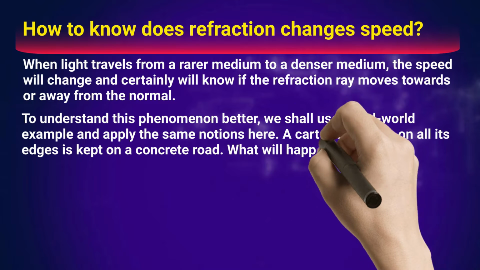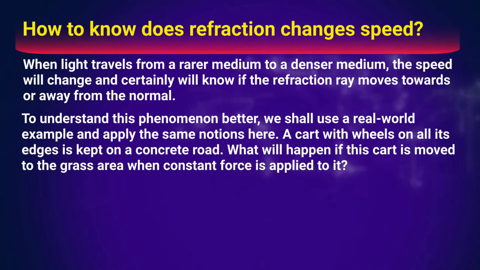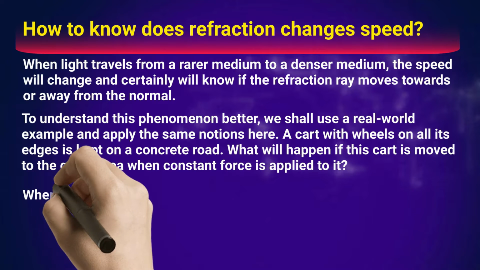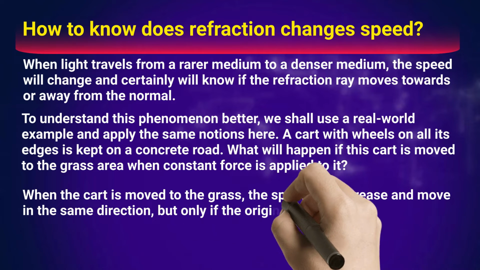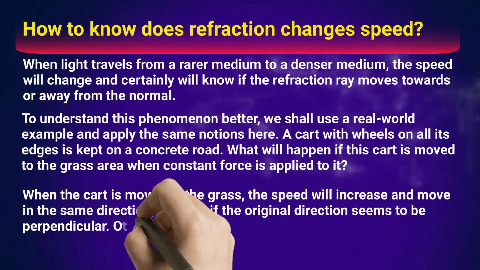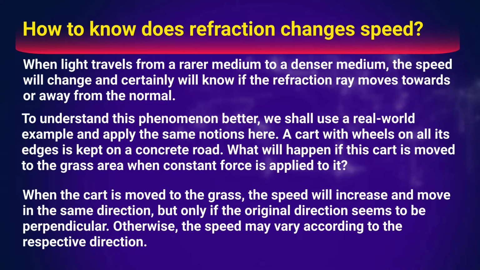A cart with wheels on all its edges is kept on a concrete road. What will happen if this cart is moved to the grass area when constant force is applied to it? When the cart is moved to the grass, the speed will increase and move in the same direction, but only if the original direction seems to be perpendicular. Otherwise, the speed may vary according to the respective direction.